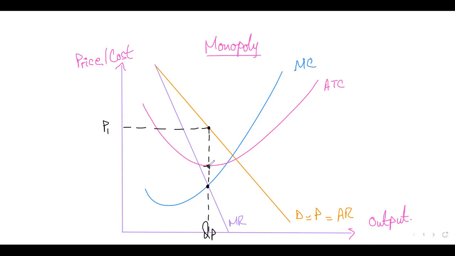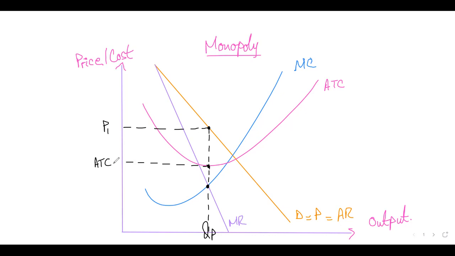And then you see where this dotted line cuts your ATC, and you connect it with the y-axis, and that is your average total cost, which shows how much it costs you to produce the good. That is your ATC, right?